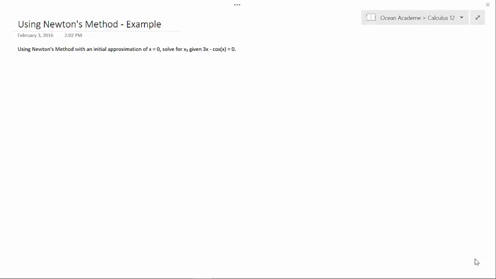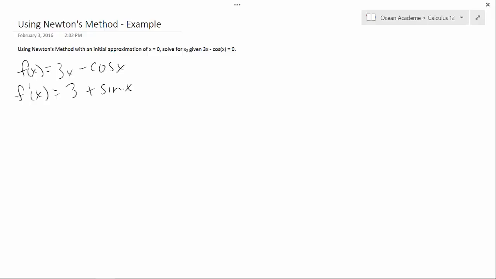Using Newton's method. Example. Using Newton's method with initial approximation of x equals 0, solve for x3 given 3x minus cos x equals 0. Now we can say that our function equals 3x minus cos x, and therefore our derivative would be 3 plus sine x.